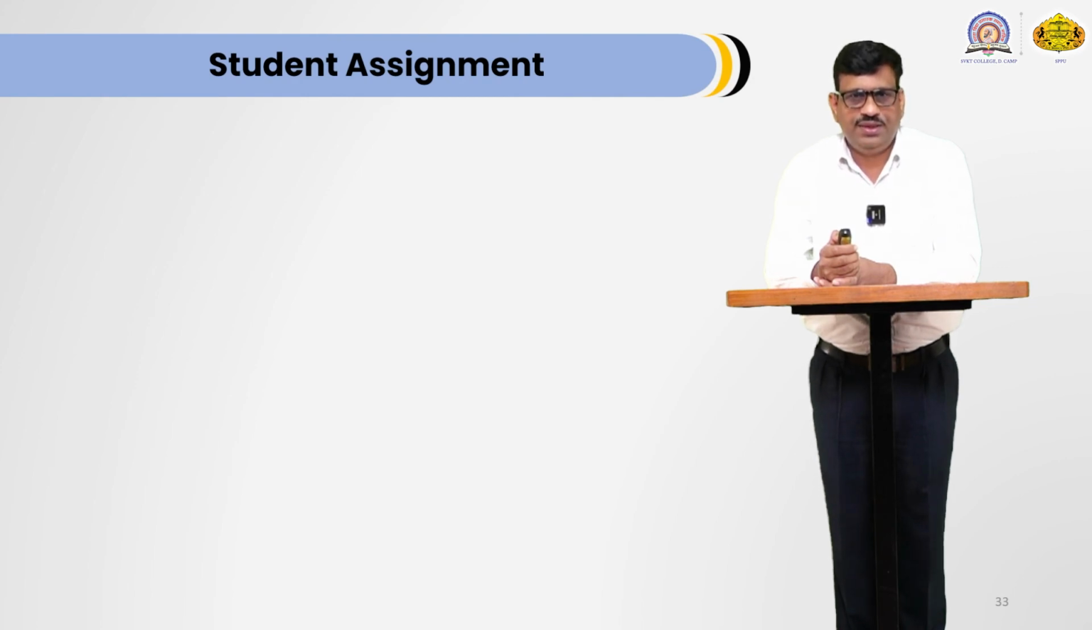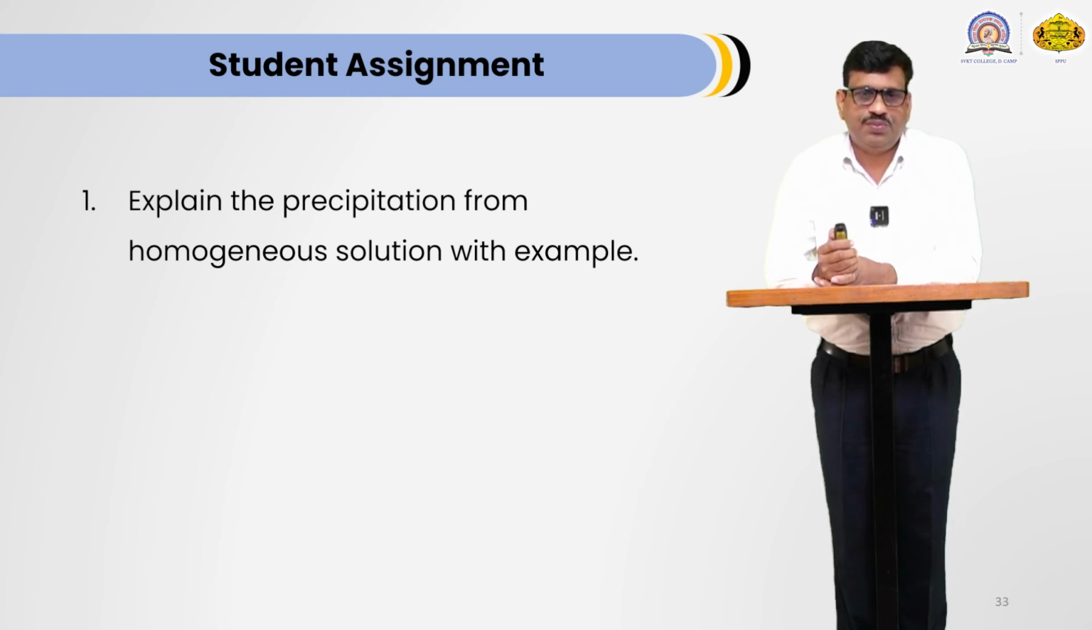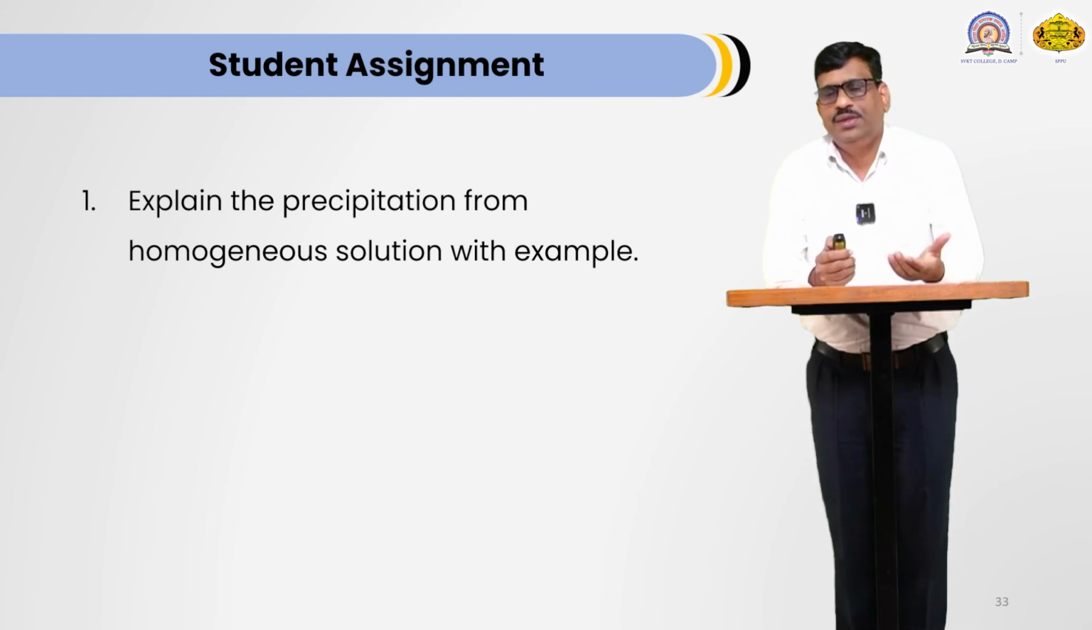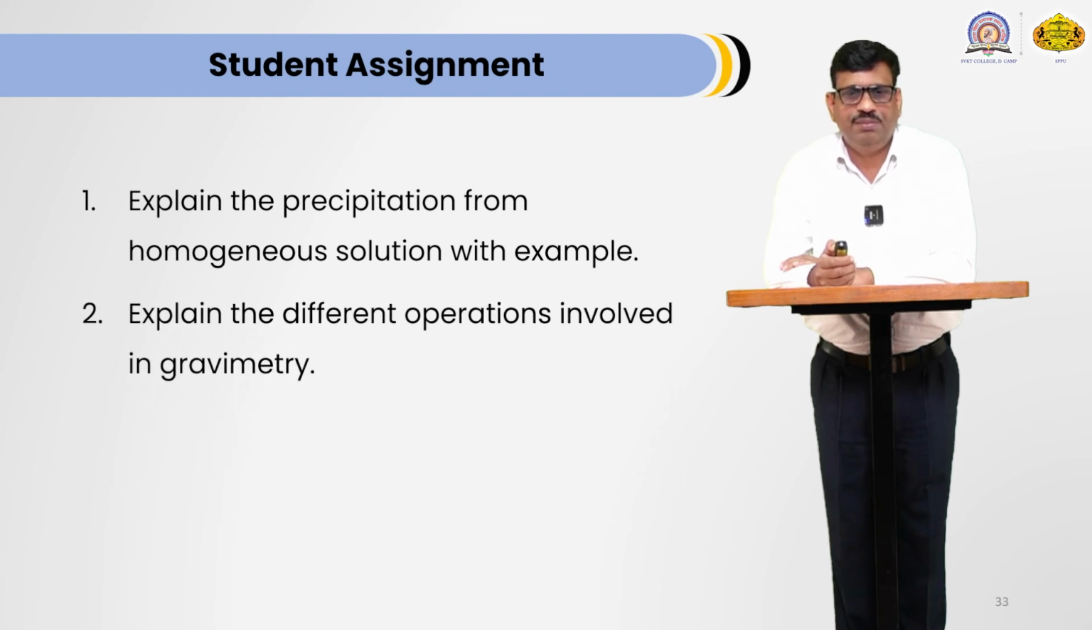We have discussed various techniques of gravimetry. Based on this, you have to solve these questions and send them on my Google Classroom. First question: explain precipitation from homogeneous solution with example. We have discussed homogeneous precipitation with example. Homogeneous precipitation is precipitation which is formed within the solution. The reagent is not directly added to the solution, but it is generated within the solution, and it combines with the metal ion to form the complex or precipitate.